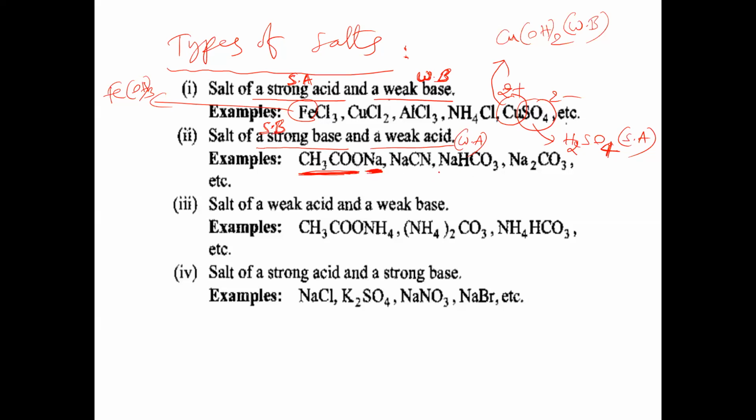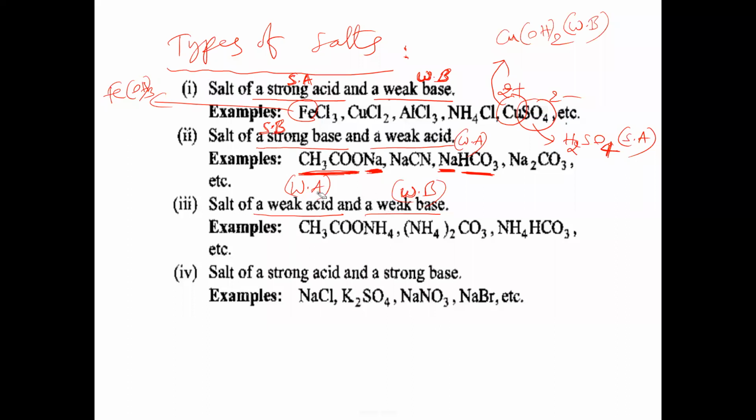Next, here Na plus cation, HCO3 minus anion. Na plus is coming from NaOH strong base, HCO3 minus coming from H2CO3 weak acid, carbonic acid. Okay. Next, third type. Salt of a weak acid and a weak base. Weak acid and a weak base. So it is both the weak acid and weak base.